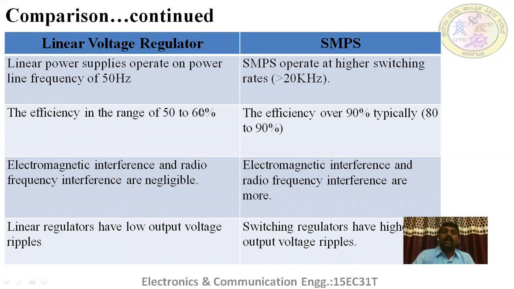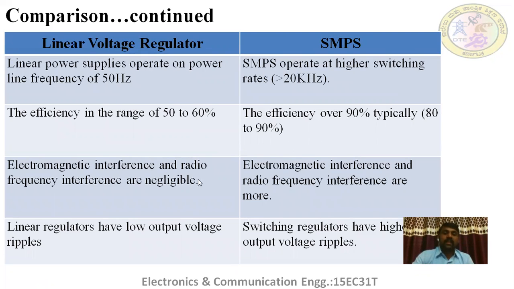The efficiency is 50 to 60% in a linear voltage regulator. This is less compared to the SMPS. Why? Because of so many reasons, such as power dissipation and so on. So this is the efficiency, the ability of the SMPS. It provides over 90% efficiency.